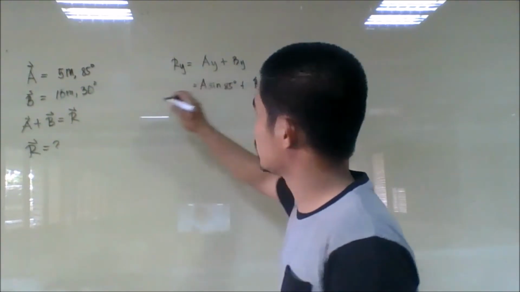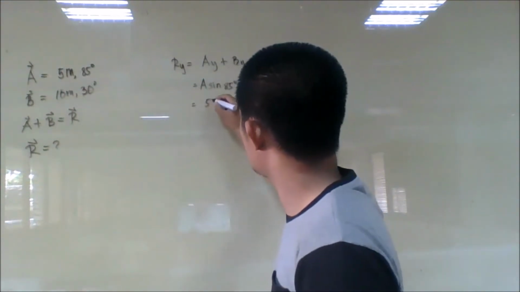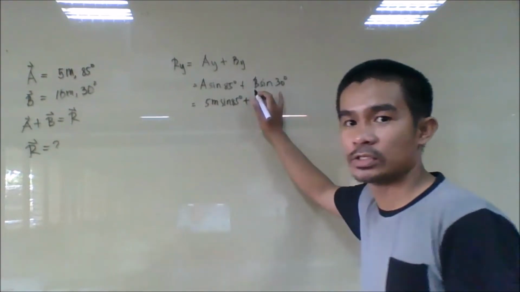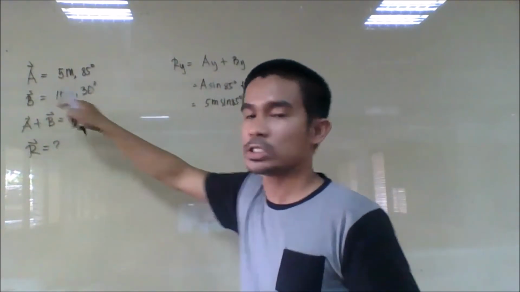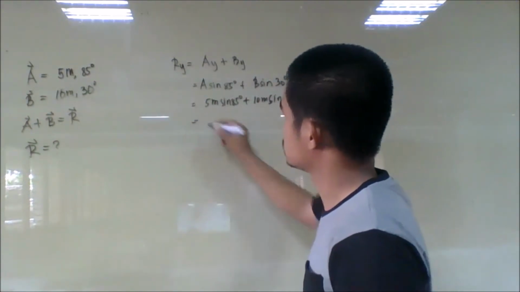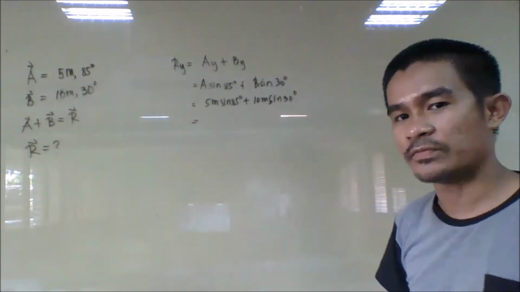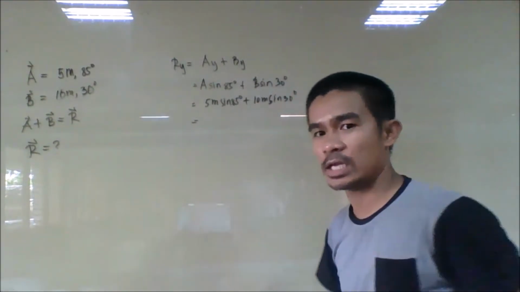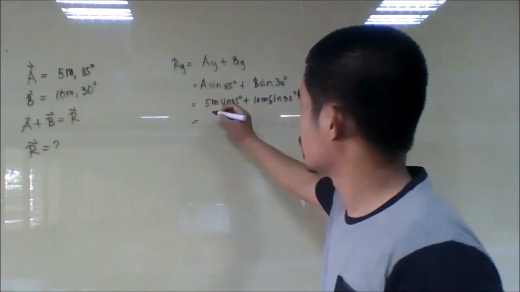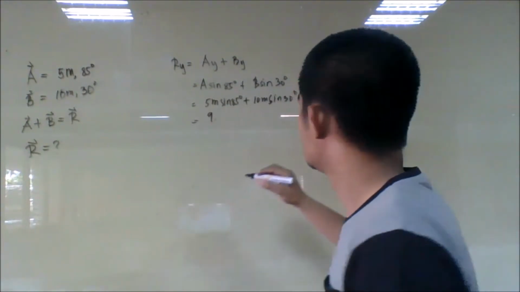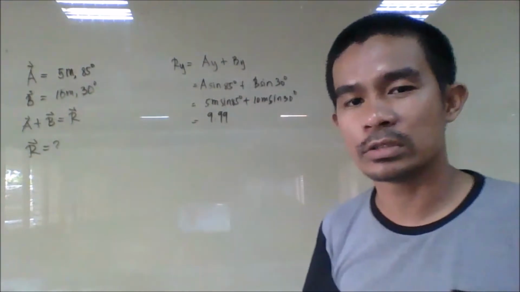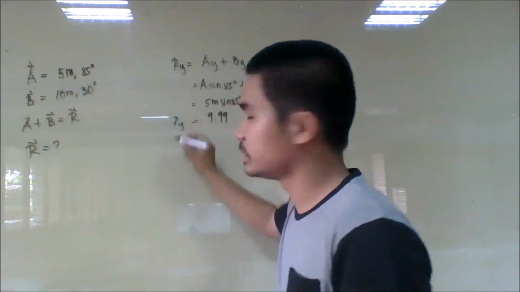Or what is A? The magnitude of vector A, which is 5 meters, sine of 85 degrees, plus B, the magnitude of vector B, which is 10 meters, sine 30 degrees. So what is 5 meters sine 85 degrees plus 10 meters sine 30 degrees? You can check that using calculator, and that is equal to 9.99, I think. You can use your calculator to double check. So this is r of y.